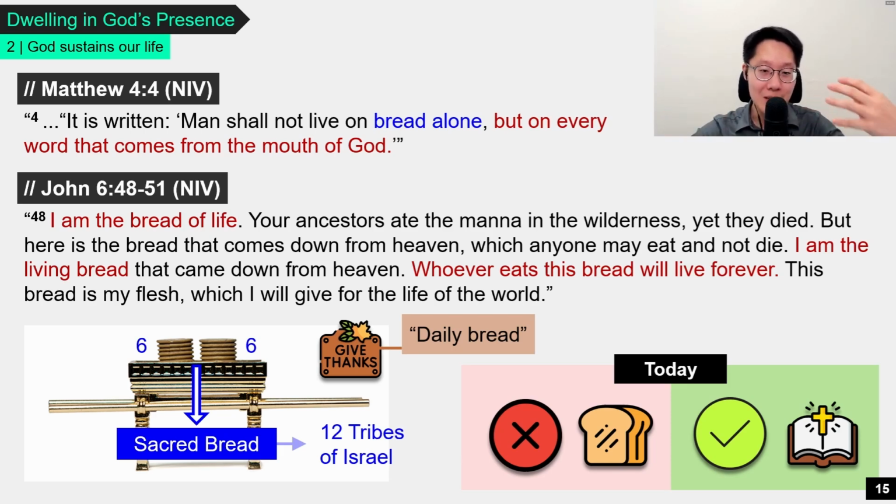And when we fill ourselves with his words daily, we are actually drawing sustenance and life and strength from him spiritually. So as we dwell in God's presence, we are actually reminded of the need to eat the word of God daily, for it is God himself who sustains our life.